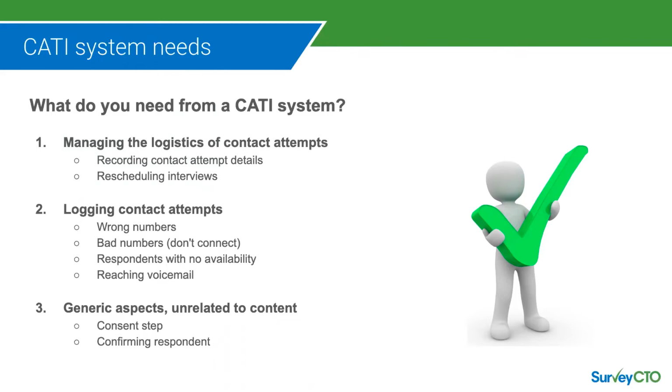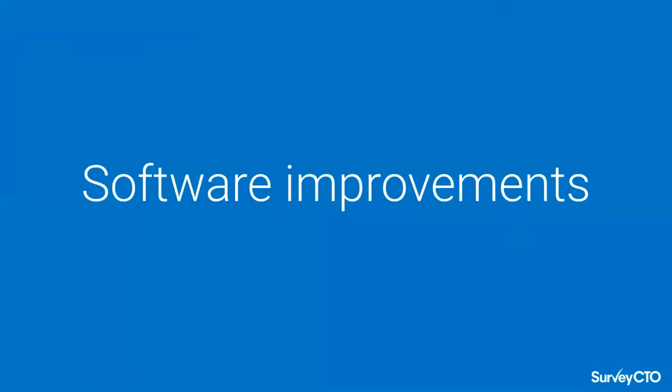All of these actions and events can be built into a CATI system, and the SurveyCTO team have developed a starter kit for CATI interviewing, including a sample form and phone dialer field plugin that allows you to launch phone calls directly from a SurveyCTO form. So we're going to have a look at this soon, but I would just like to discuss a few software improvements which will be interesting.